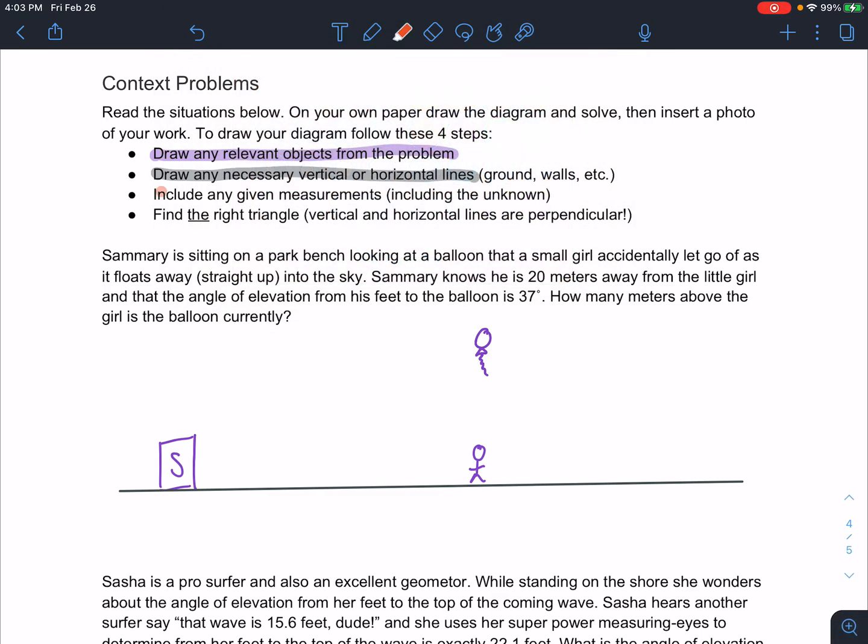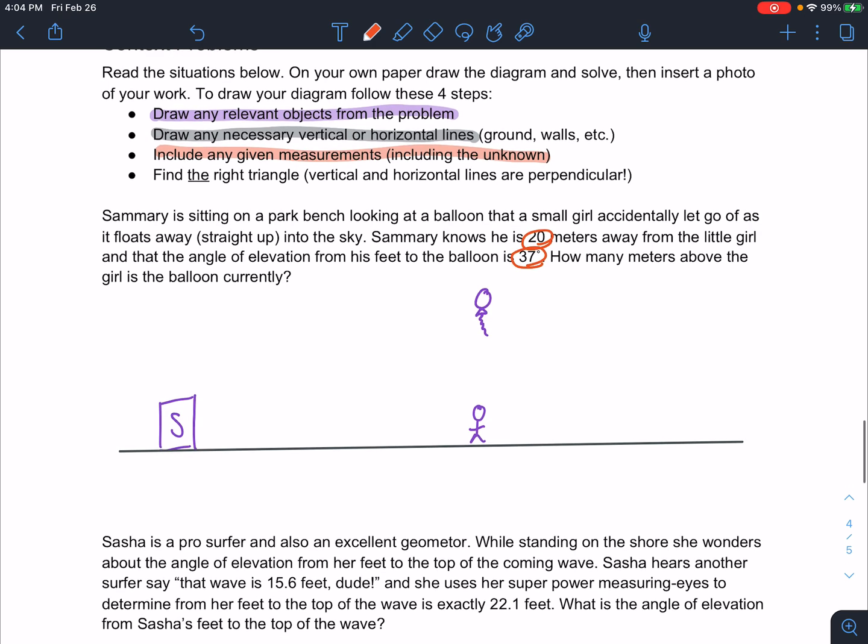Next, I want to add in any given measurements, including the unknown. So here's what I know. I see a 20 meters, I see a 37-degree angle. So let's make sure that we put those 2 on our diagram. And we also want to know how many meters above the girl's feet. Sorry, let me write that in. The balloon is currently. So Samory knows that he is 20 meters away from the girl, so this distance right here is 20 meters between Samory and the girl.